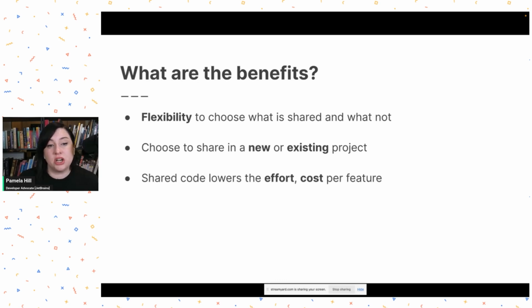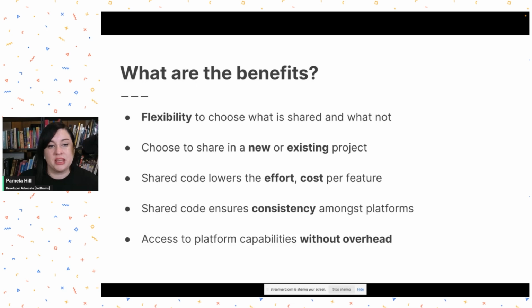The shared code also means that there's less duplication, and this automatically will lower the effort and costs per feature, but it also ensures consistency among platforms. So for example, if you have a constant that you're sharing between Android and iOS and desktop, maybe it's your sales rate or your sales tax, then you can share it amongst those platforms, and it will always be consistent. And you can access platform capabilities without overhead. So you can access your platform APIs without overhead.